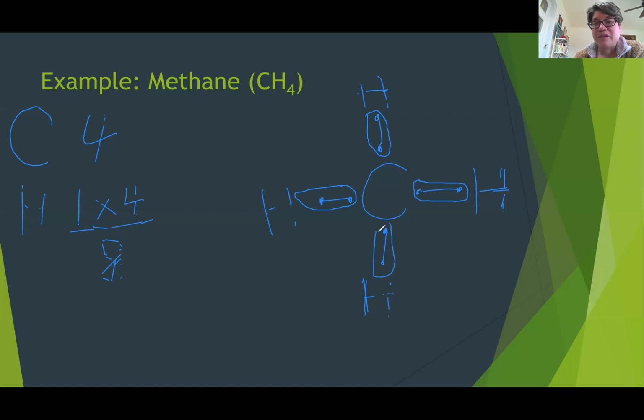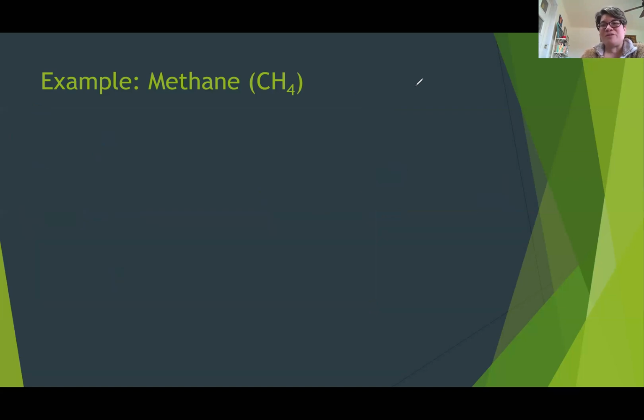And so there's our 8 electrons. Okay, so I'll go ahead and clear that, and we'll go to the next example. It would be a good idea to draw these in your notebook. I should have said that to begin with. So let's do water next.